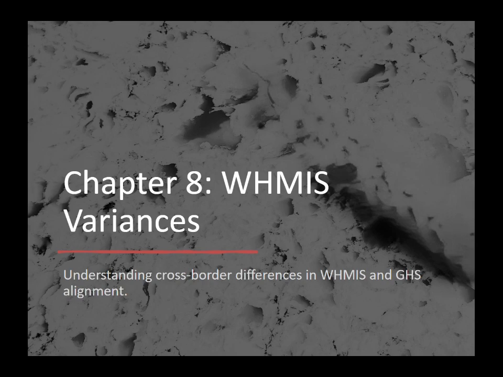Chapter 8, WHIMIS Variances. Variances in Regulations. While Canada's WHIMIS is aligned with the global GHS, slight differences, known as variances, exist between the Canadian system and the systems of other countries, most notably the United States' Hazard Communication Standard, HCS. These variances occur when different jurisdictions adopt the GHS standards with specific national modifications. It is crucial for suppliers selling products in Canada to comply with the Canadian Hazardous Products Regulations, HPR, not the U.S. standards.